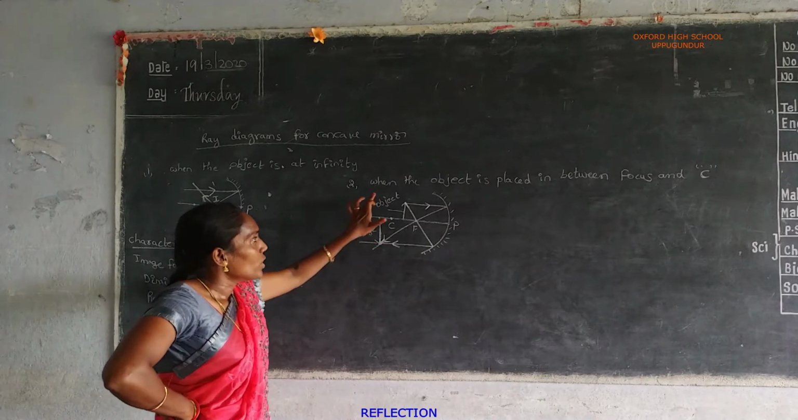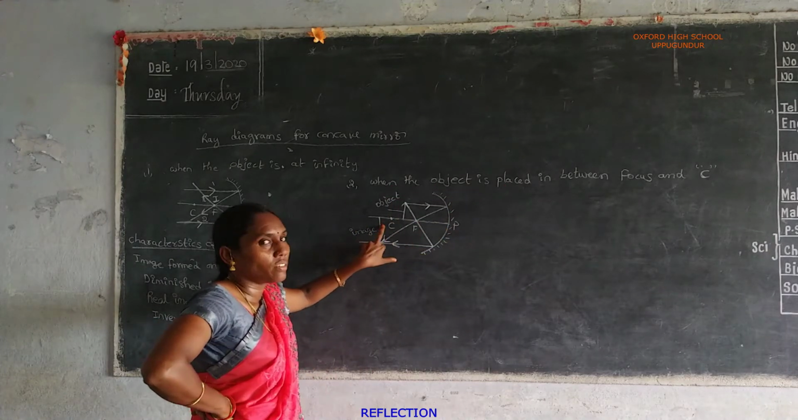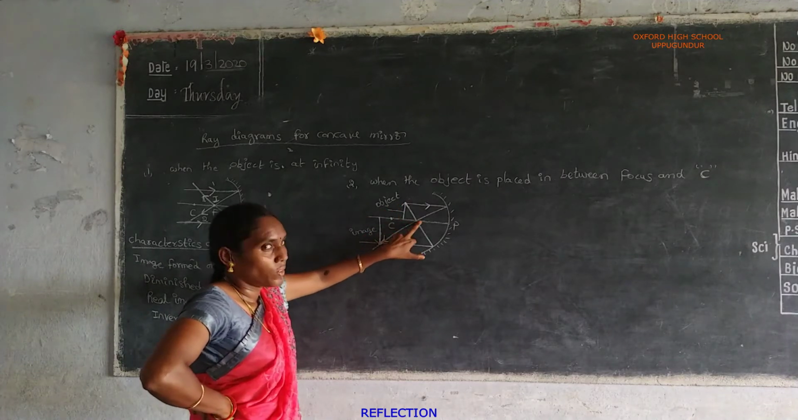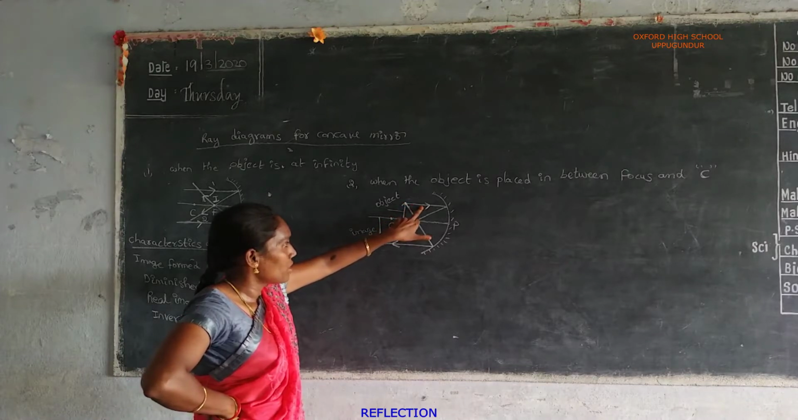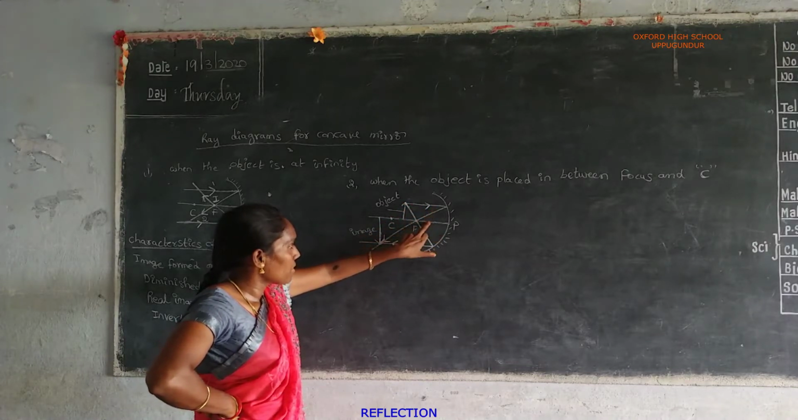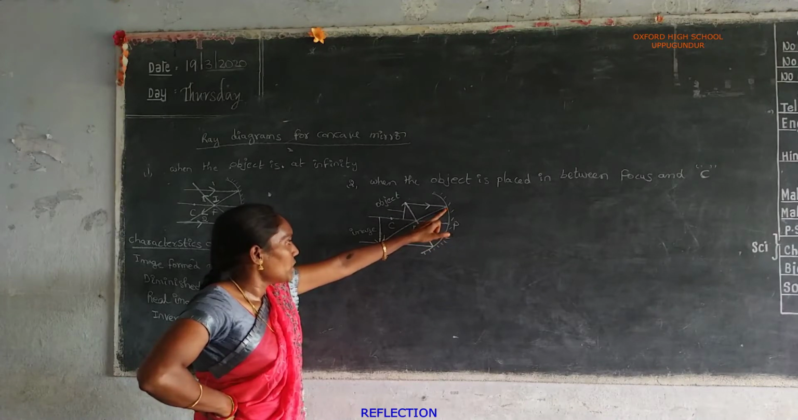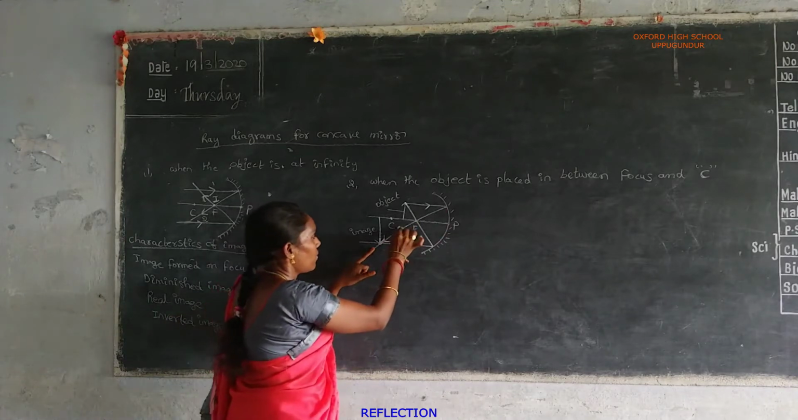Once again, when the object is placed in between focus and center of curvature, the object is kept between C and F. The first light ray is coming from the top of the object, parallel to the principal axis, and is incident on the concave surface. After reflection, it will pass through the focus. This is the reflected ray.